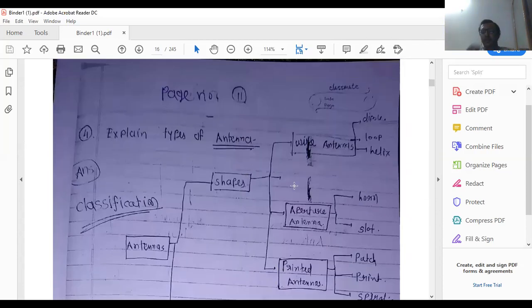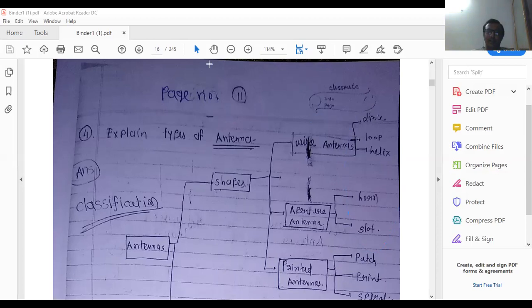Now, see this, these are the different types of antenna: wire antenna, dipole, loop, helix, aperture antenna, horn and slot. Remember that point. Based on that classification of antenna, lots of MCQ questions can be asked in the examination. See this question: classify aperture antenna. Option A horn, option B slot, option C both A and B, option D dipole. So what is the correct answer? The correct answer is C, horn and slot. They are classified as aperture antennas. So it is considered as a classification of antenna.